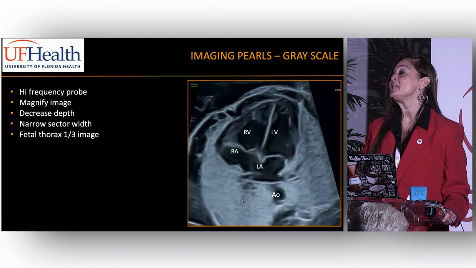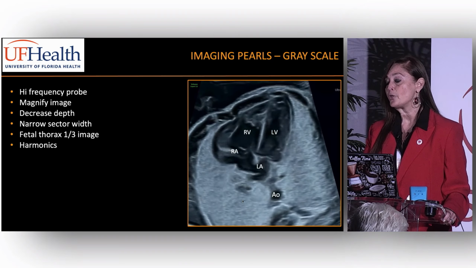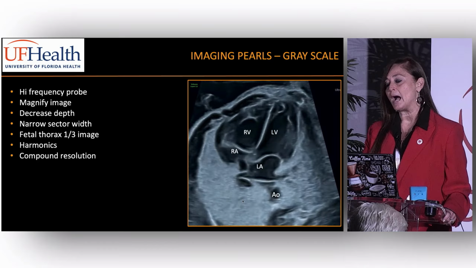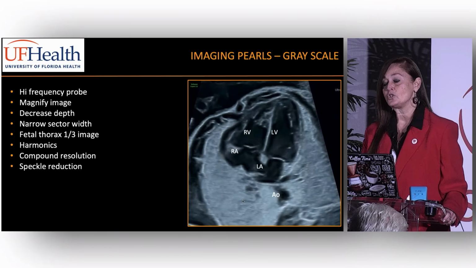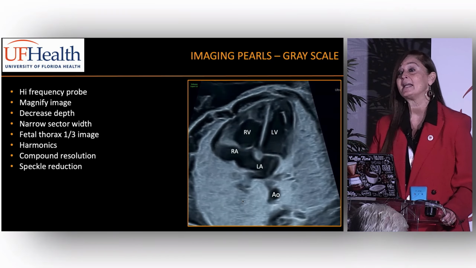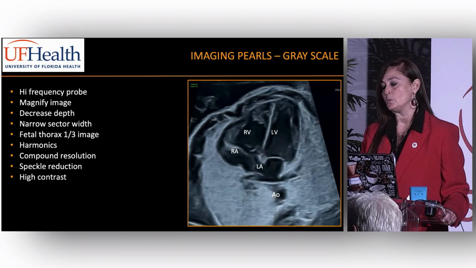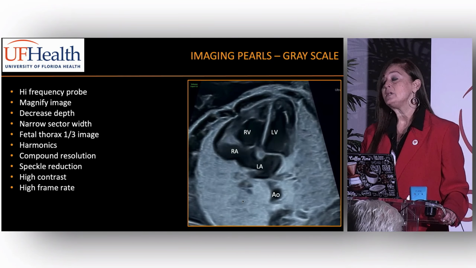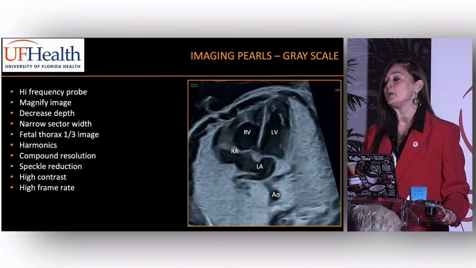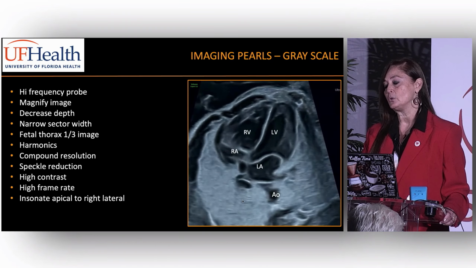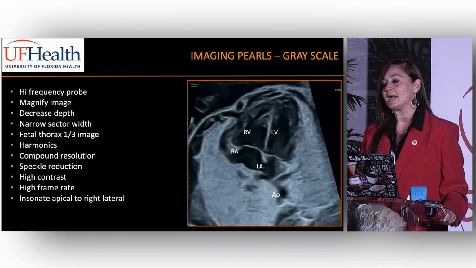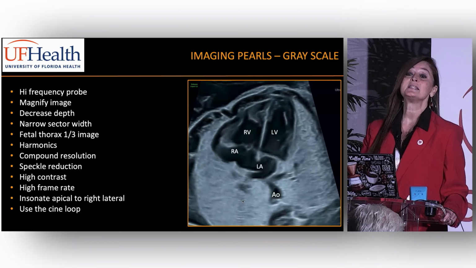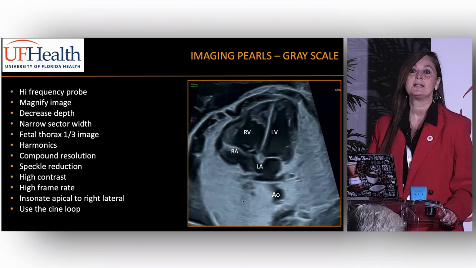You need to have the fetal thorax occupy about 1/3 of the image. Use your harmonics, your compound resolution, your speckle reduction. Again, it depends on what machine you are using. High contrast is needed for the heart, and you need a high frame rate as well because it will really enhance the resolution. Insonate apically to right laterally, and I cannot overstate how important it is to use a cineclip.